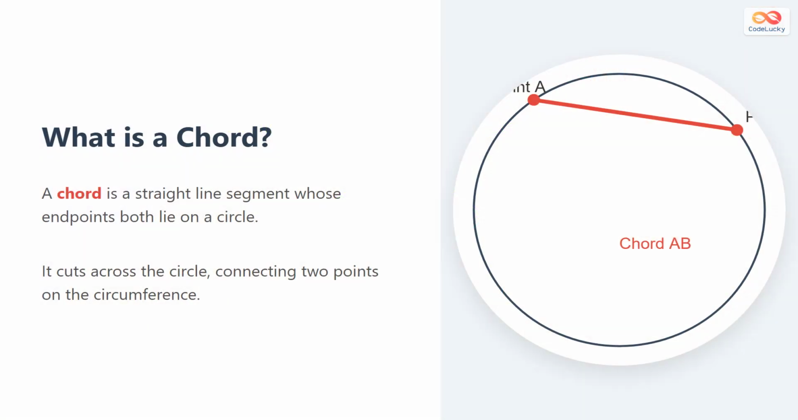Before we dive into the angles, let's quickly review what a chord is. A chord is simply a straight line segment that connects 2 points on the edge of a circle. Unlike a diameter, it does not have to pass through the center, though a diameter is technically a special type of chord.